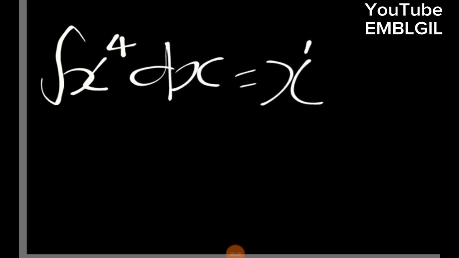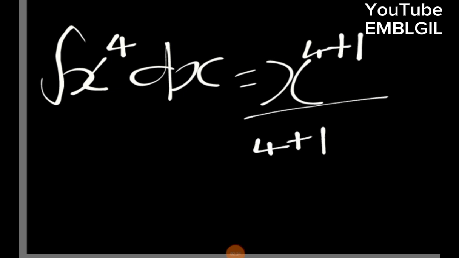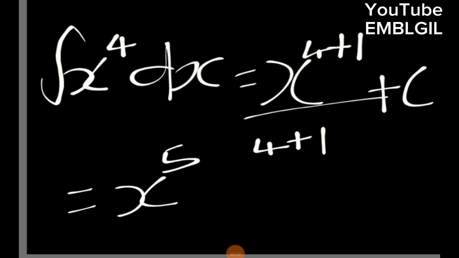Let's solve another example. For instance, we have x raised to power 4 dx. What do we write? x to the power 4 plus 1. This 4 plus 1 will also be our denominator, 4 plus 1. And not forgetting our constant, plus c, which will now give us x power 5 over 5 plus our c. As simple as this.